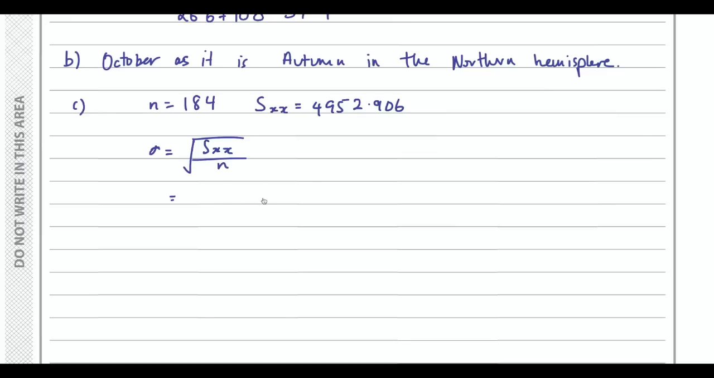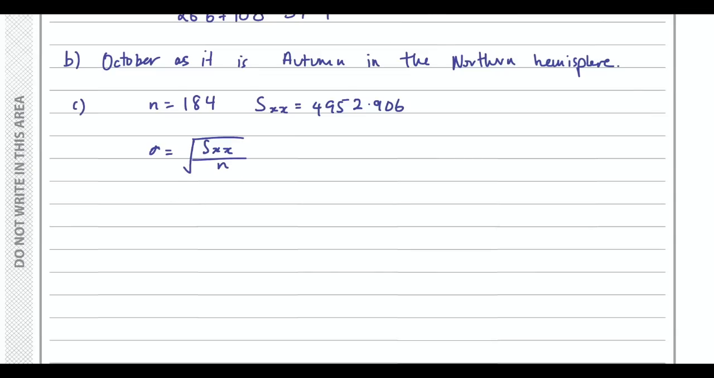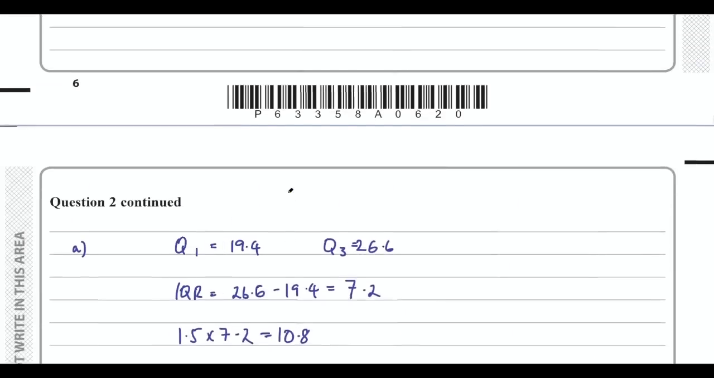So let's put them straight into a calculator. The square root of 4952.906 divided by 184, and I get 5.188, and that was meant to be to three significant figures, so that would be 5.19. 5.19 rounded off to three significant figures. Okay, so that was, oh, that's degrees centigrade as well. Okay, so that was part C.